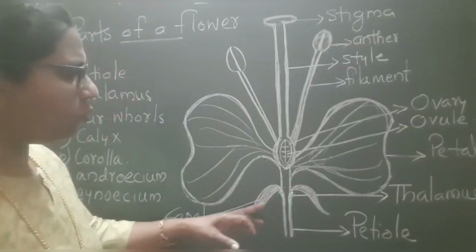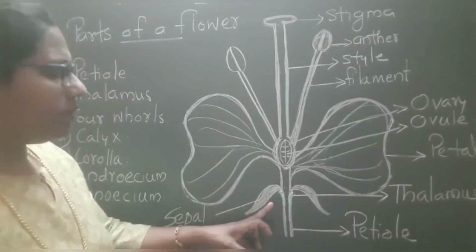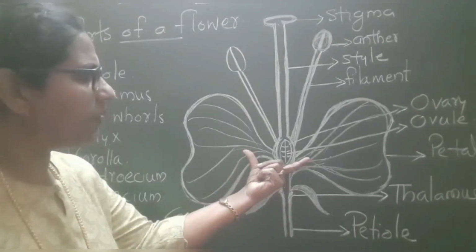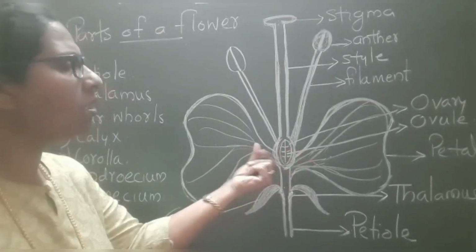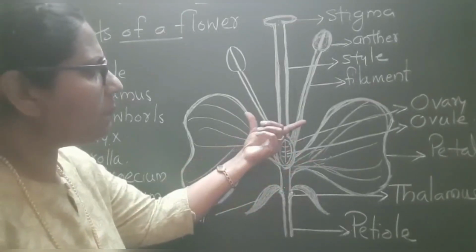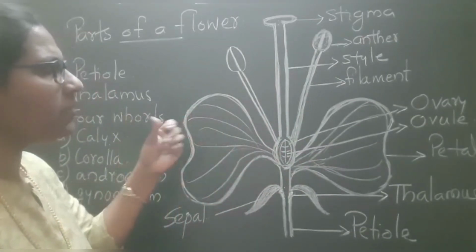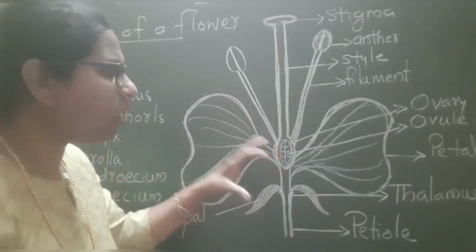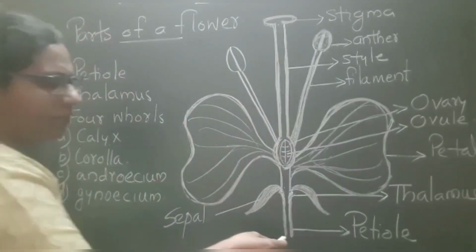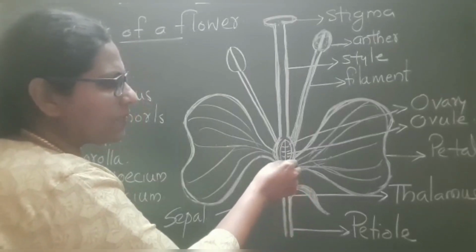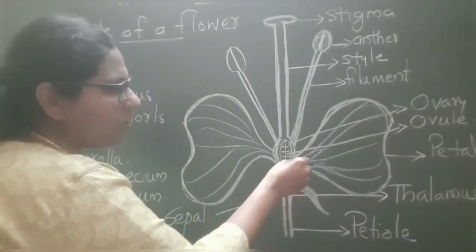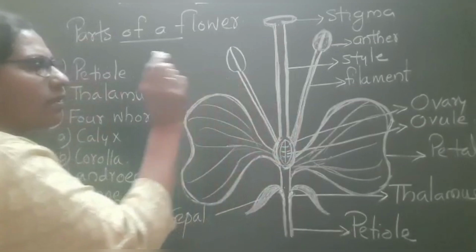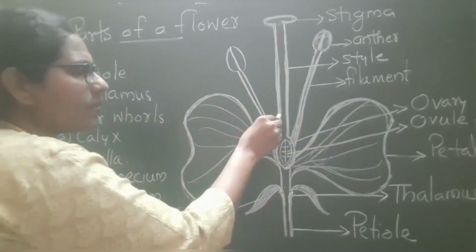What are the four whorls? Sepals, collectively called calyx. Then comes petals, collectively called corolla. Then comes stamens, collectively called androecium. Then comes carpels, collectively called gynoecium. These are the four whorls of the flower. Parts of the flower are petiole, thalamus, then comes calyx, corolla, then comes androecium, then last, the fourth whorl, gynoecium.